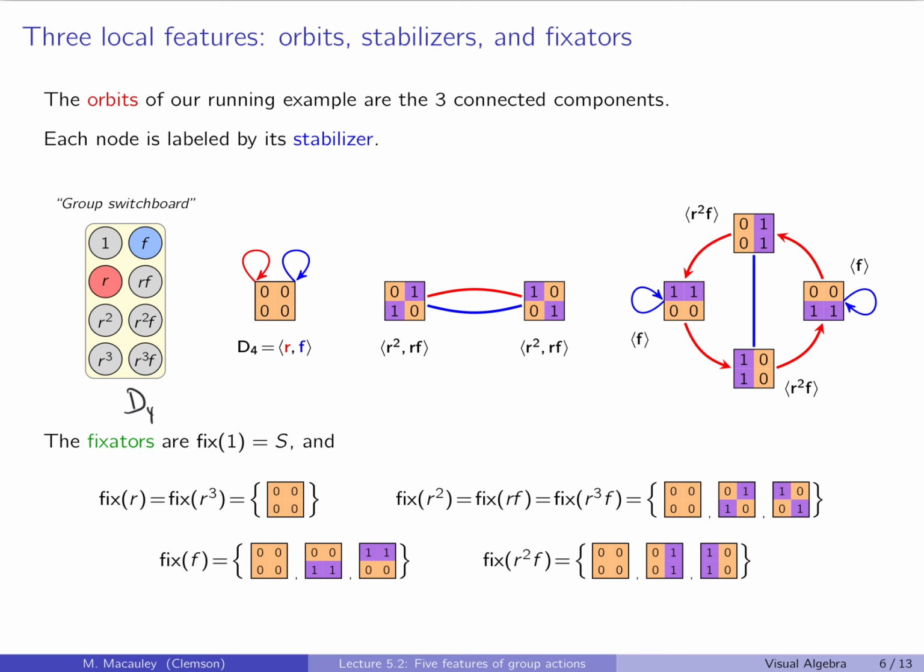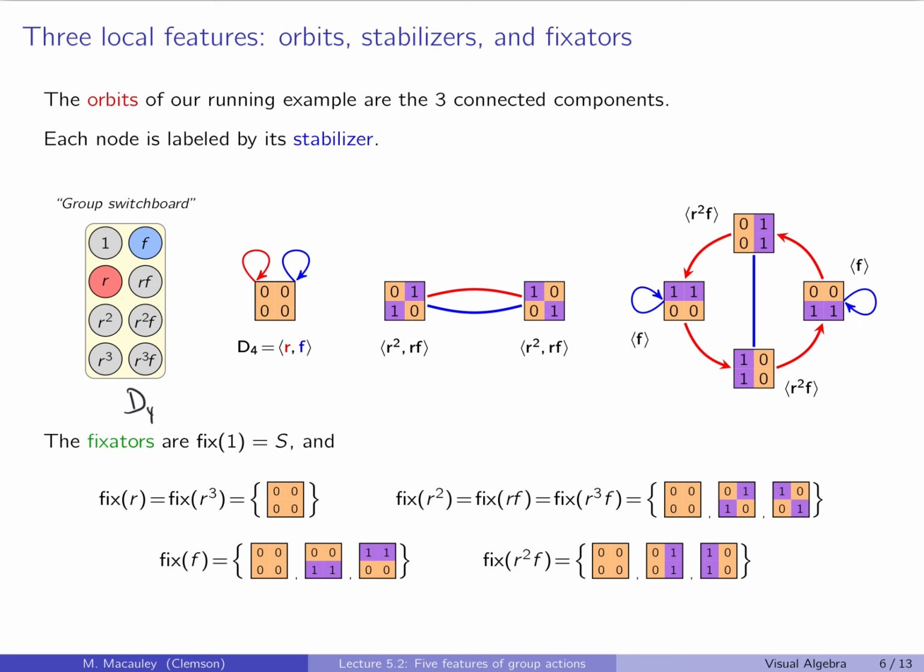What about the fixators? So when I press the identity button, everything stays fixed. When I press the R button, everything's going to move except this all zeros thing. And same thing with the R cubed button. Let's do the reflections next. When we press the F button, we can see that that's going to fix this one and also these two. We can see that loop. So the fixator of F contains 3 squares.